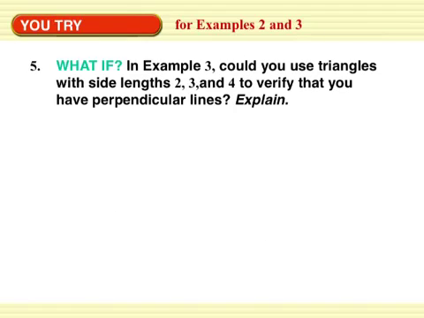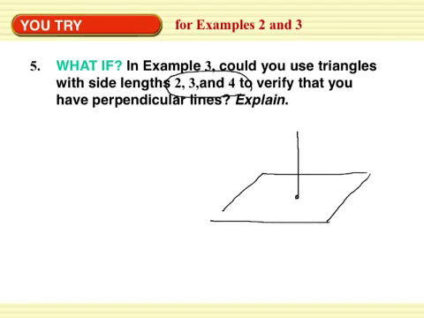What if, in example 3, you could use triangles with sides 2, 3, and 4 to verify you have perpendicular lines? That would be the catamaran. I think that's example 3. Let me check. Yep, so 2, 3, and 4 to verify you have perpendicular lines. Can you use them? So let's just look. 2, 3, 4 isn't a right triangle.